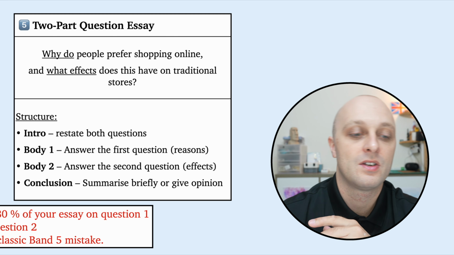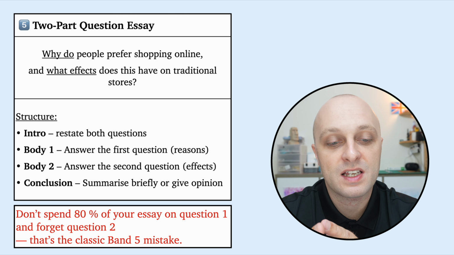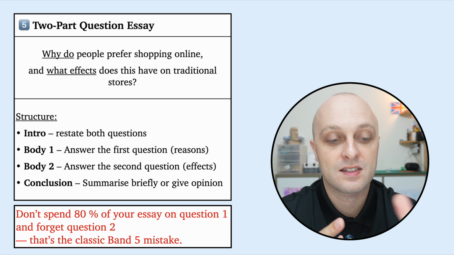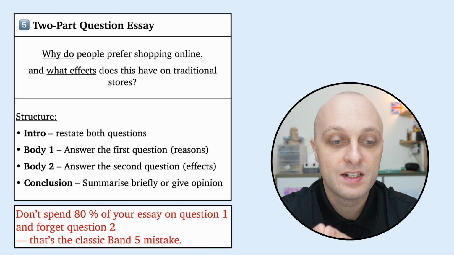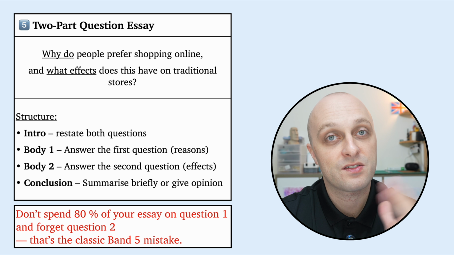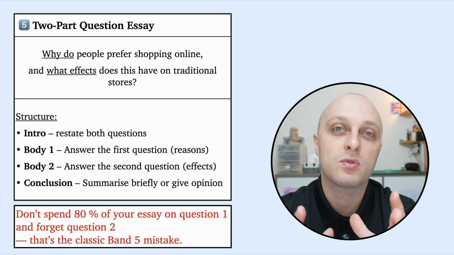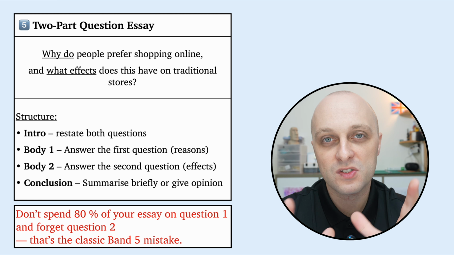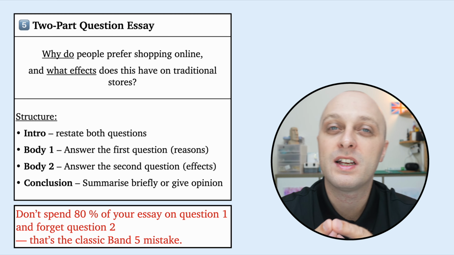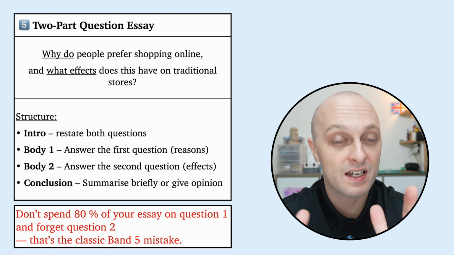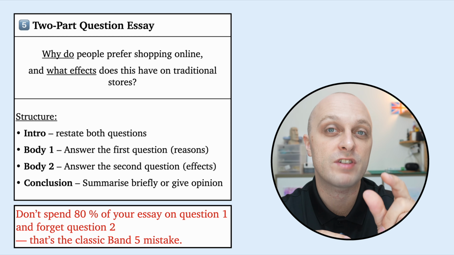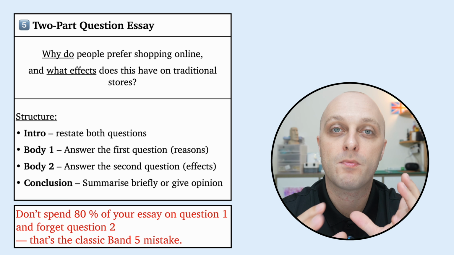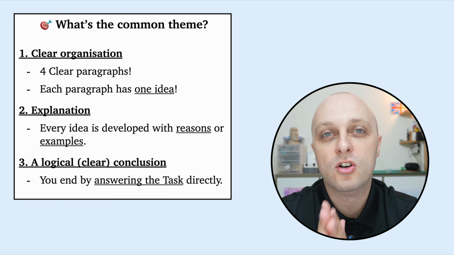All right. Don't spend 80% of your essay on question 1 and forget question 2. That's the classic band 5 mistake. So I see this a lot at the lower bands, 4, 5, okay? People write a huge paragraph for body 1. They focus on just the first part and they might even forget entirely or sometimes just give a very brief answer to question 2. Try to avoid that. Answer both in full.